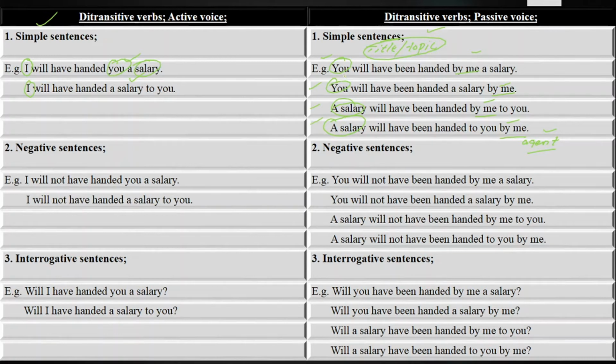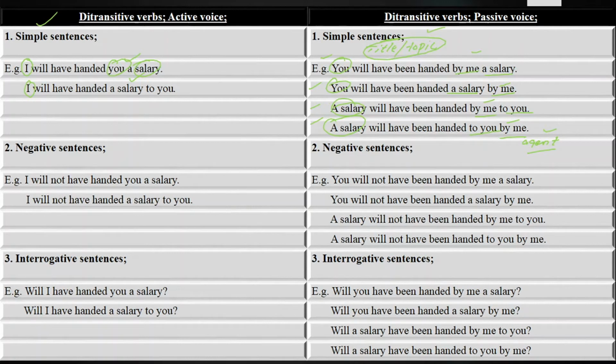Now see, when you bring the object in the place of subject, the indirect object in the place of subject in first and second sentence, so by me comes at the beginning, a salary at the end, a salary at the beginning, by me at the end. And a salary, the direct object in the place of subject in third and fourth sentence, so by me comes at the beginning, to you at the end, to you at the beginning, by me at the end.